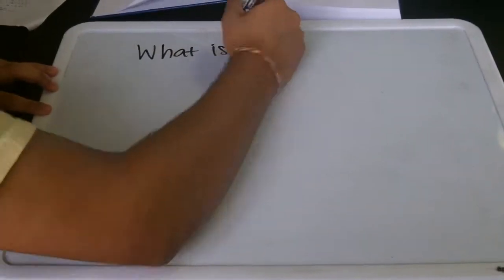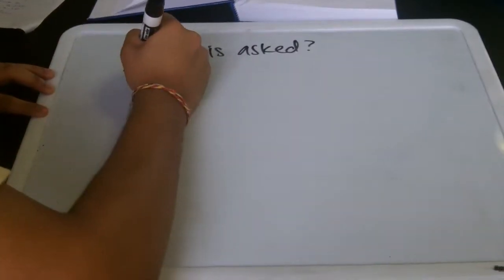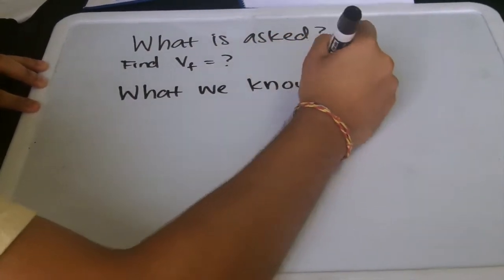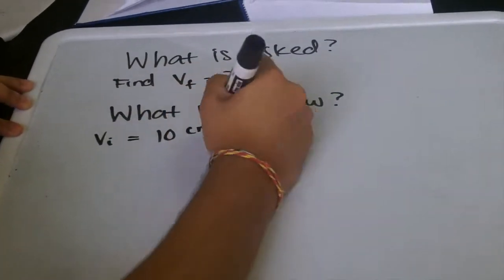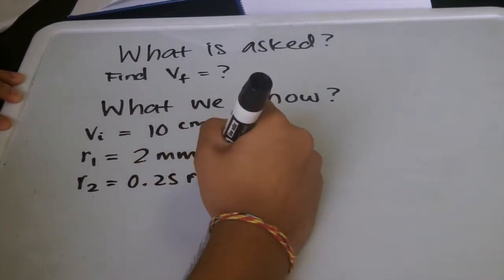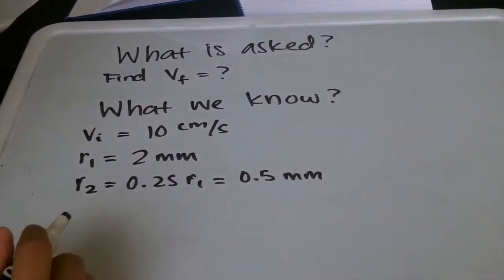Now, let's look at what is asked from us and what we know. We are asked to find the final blood velocity, and we know the initial blood velocity is 10 centimeters per second, the initial radius is 2 millimeters, and the final radius is 25% of the initial radius, equaling 0.5 millimeters.